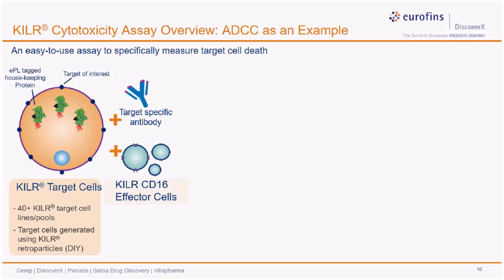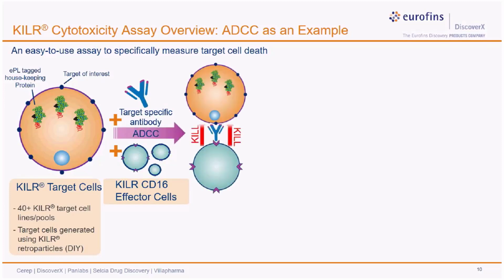followed by addition of the CD16 effector cells. A good thing about these effector cells is that they can be used with other ADCC assay systems where the MOA is to measure target cell death. So they are not restricted to be used just with our Killer cytotoxicity assay platform.